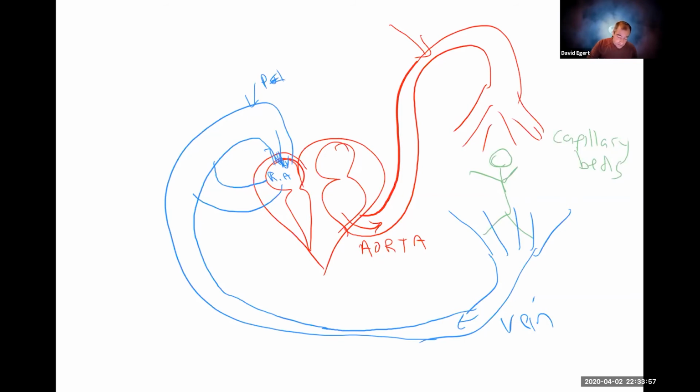Let me erase you, little puppy. There we go. Maybe I should type it even. It'll be prettier. Normally it would be like superior vena cava, inferior vena cava, but two of them are vena cavae.